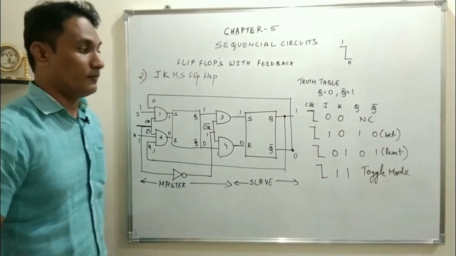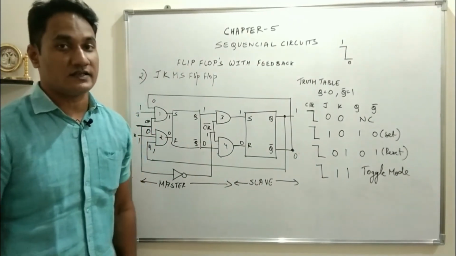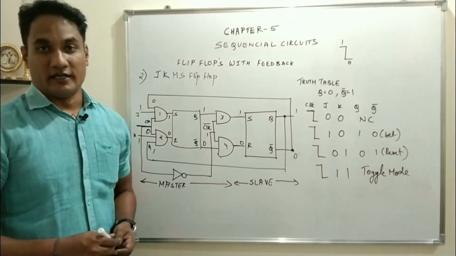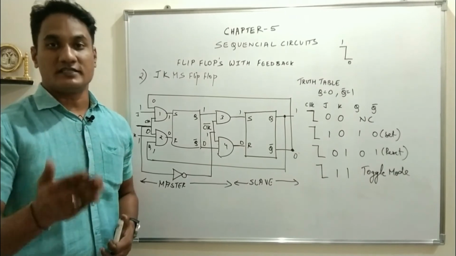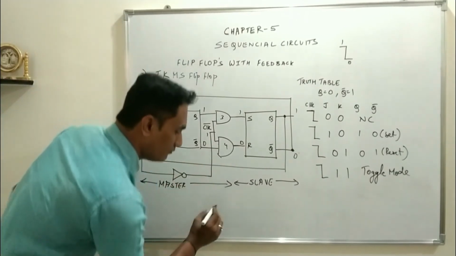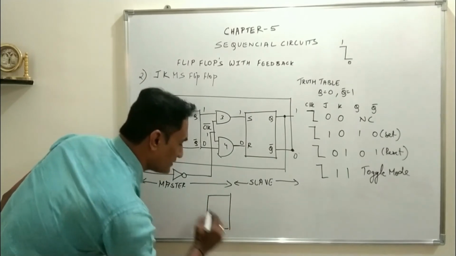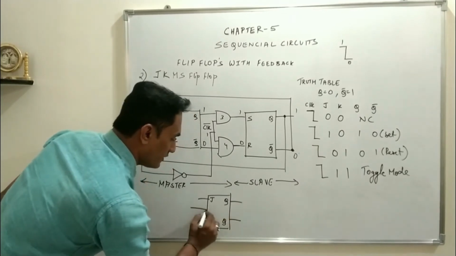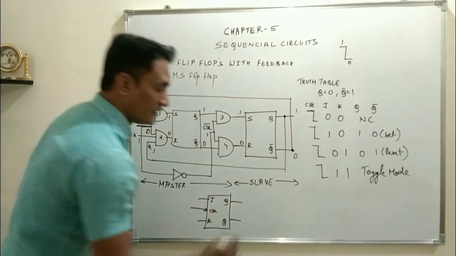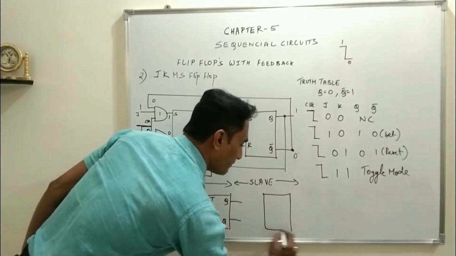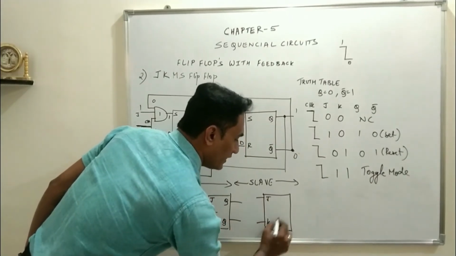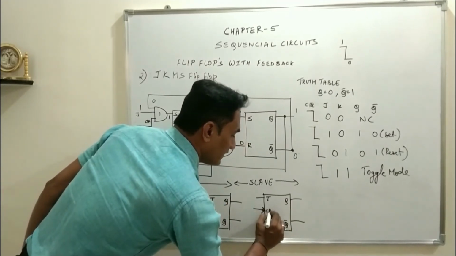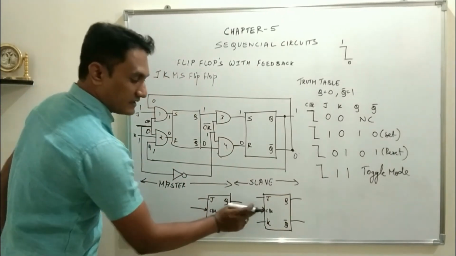This is a very important condition. When J and K is equal to 1 and when you keep on giving clock pulse, the flip-flop will keep on toggling from 0 to 1, 1 to 0, set to reset, reset to set. Now see the symbolic representation. The symbolic representation which we have drawn for JK flip-flop was like this. Now for JK master slave flip-flop, it will be exactly same J, K, Q and Q bar, but there will be change in the clock sign. What you can see is there is a bubble sign.